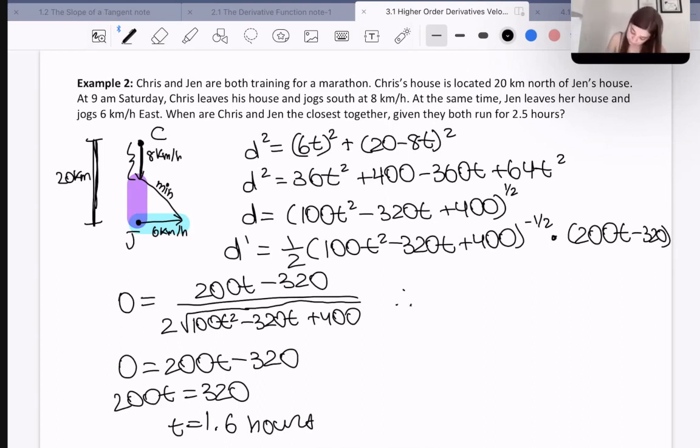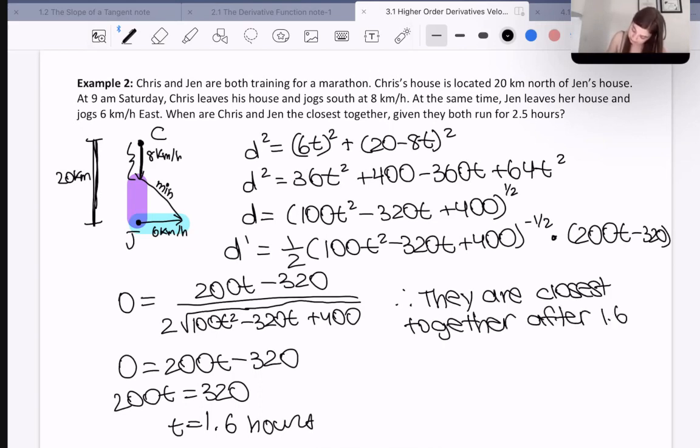So therefore, they are closest together after 1.6 hours. And another quick note is that it says they both run for 2.5 hours, and so 1.6 hours is in this equation. It is part of the interval for which they both run, and so we're good to go.